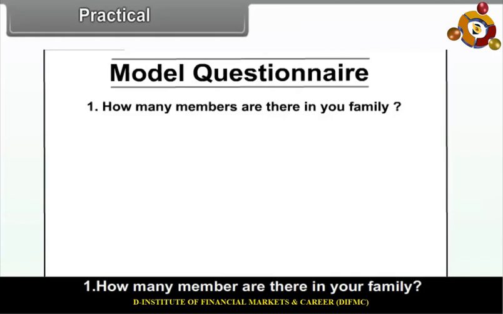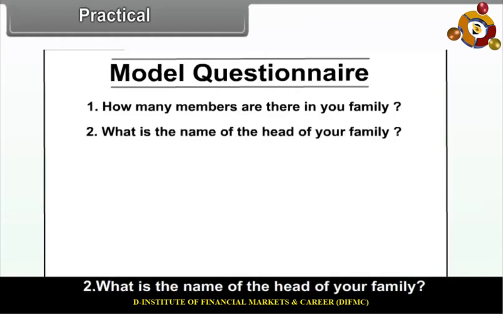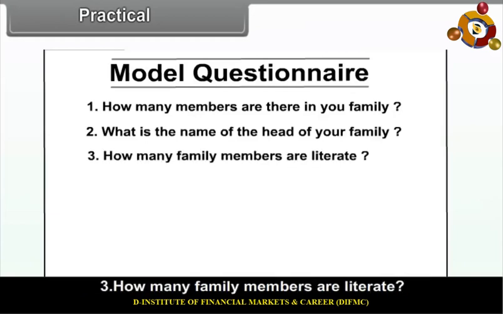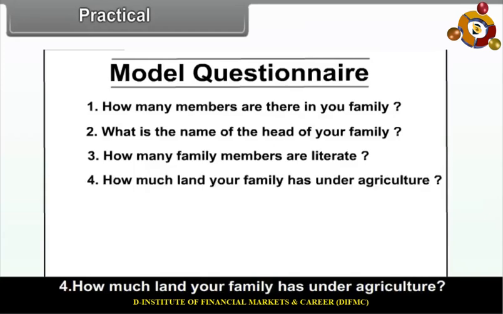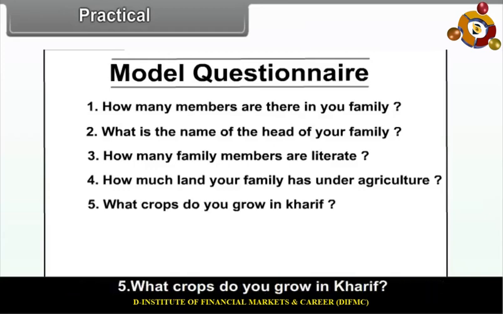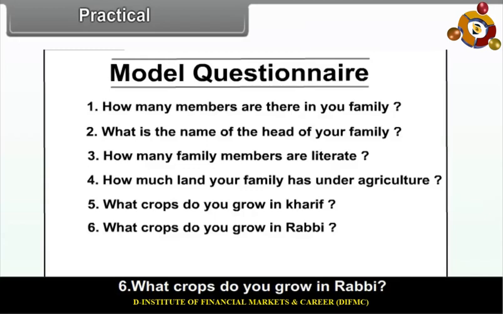How many members are there in your family? What is the name of the head of your family? How many family members are literate? How much land does your family have under agriculture? What crops do you grow in Kharif? What crops do you grow in Rabi?